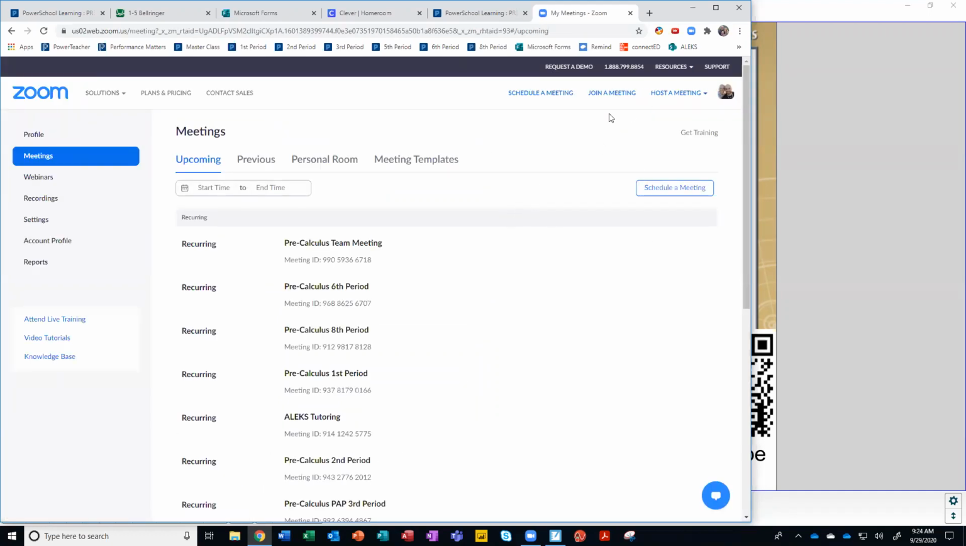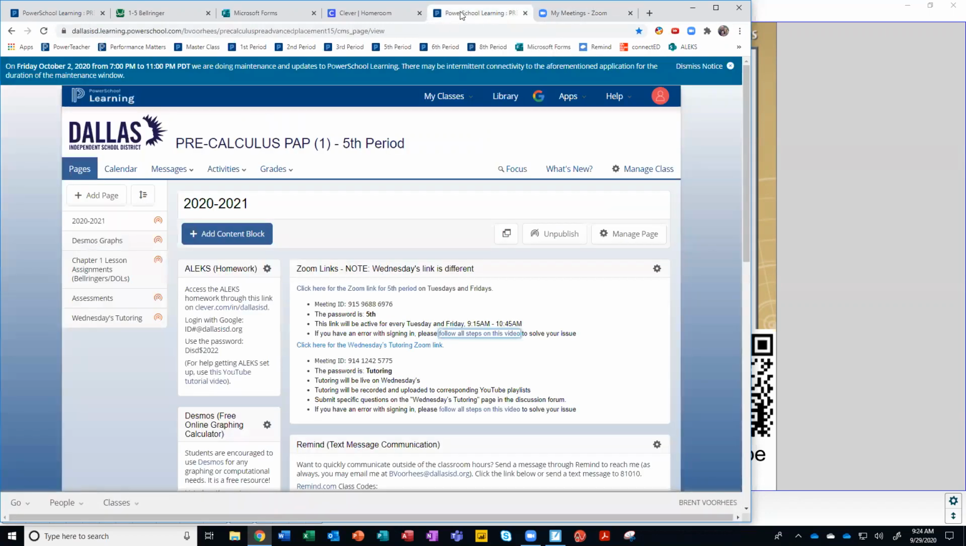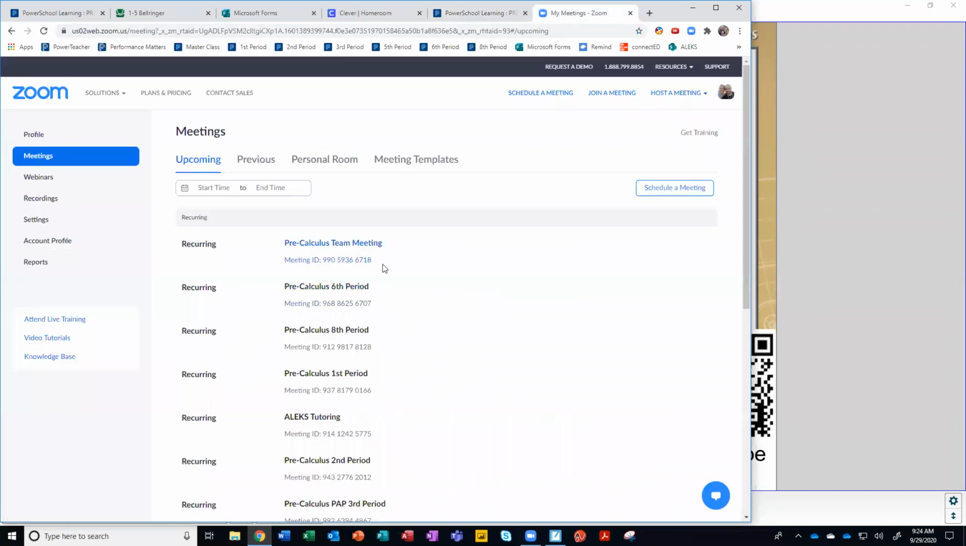Now, the easiest thing for some students now is if you go back to that previous tab, the PowerSchool Learning website, now you can try the tab, but for some, it's still, for some reason, not working. So here's the answer that will solve the problem for everybody. If you just copy the meeting ID, you just select that and copy it. I just right-clicked and copied, and take it back over to My Meetings over here.